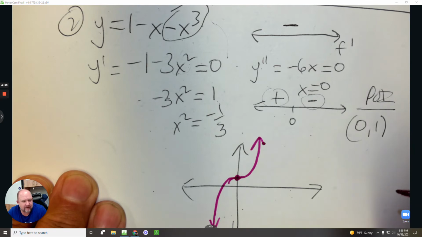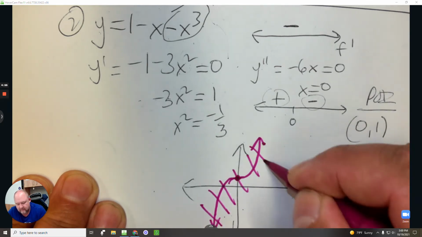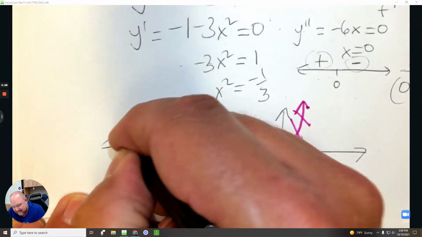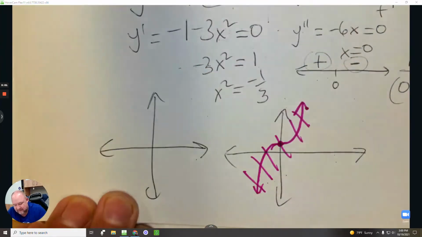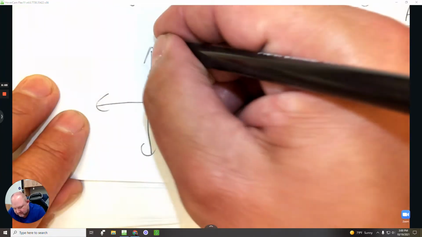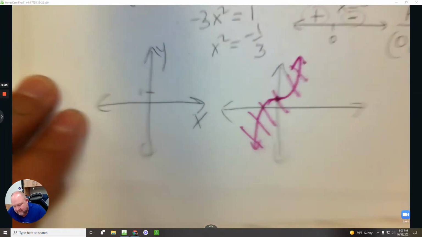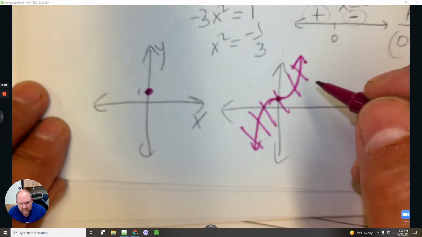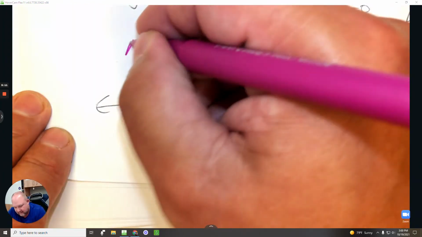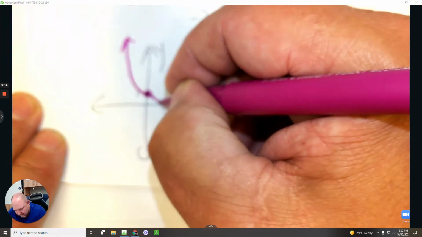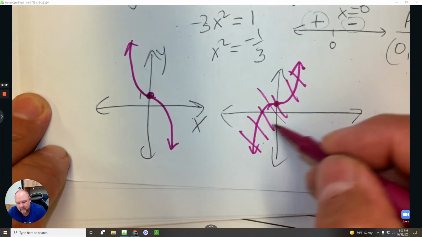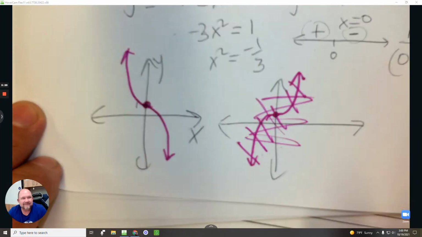Oh man, what did I do wrong? Don't do that. End behavior. Let's try it again, and let's do it right. Silly me. So if I'm going to sketch this, what did I do wrong? So it's concave up and then concave down. Let's do it right. That's the right one right there. Ignore this. Pretend I didn't do this.